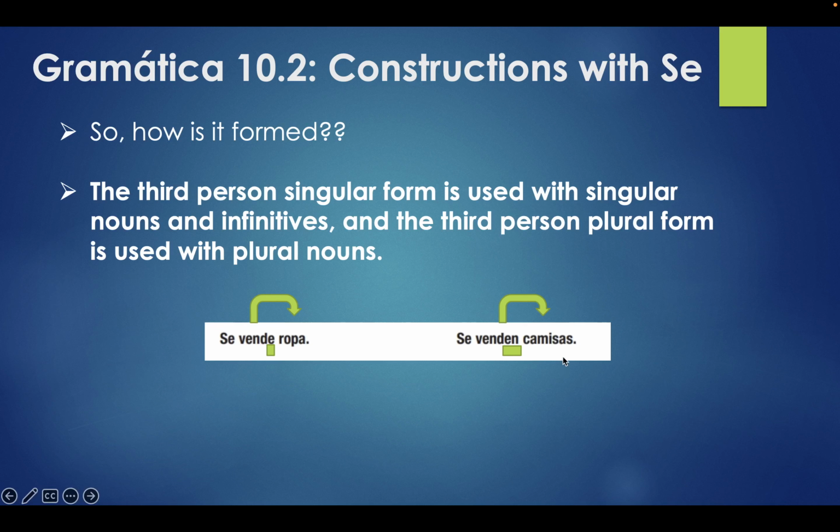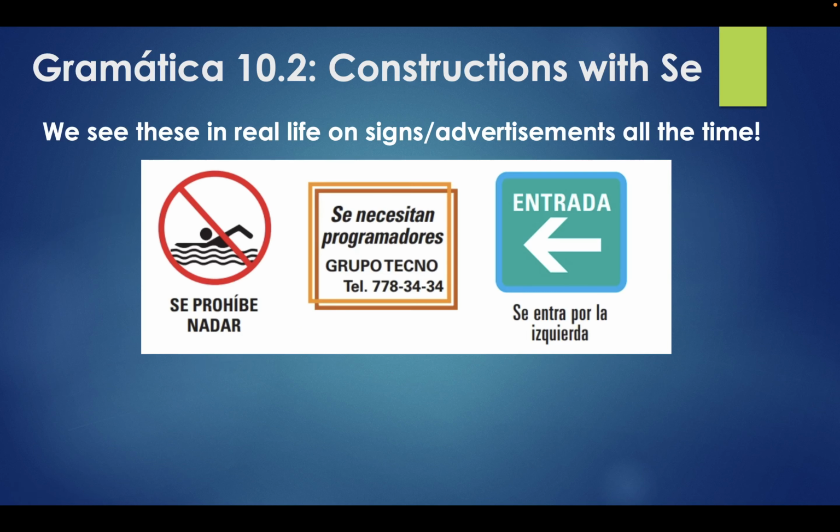The same is true over here. Camisas is a plural noun. So we said se venden camisas, shirts are sold. If it was just camisa without an S, we would say se vende camisa, shirt is sold, which sounds a little weird, but you get the point. You're using the singular form with singular nouns and the plural form with plural nouns. So third person singular, third person plural.